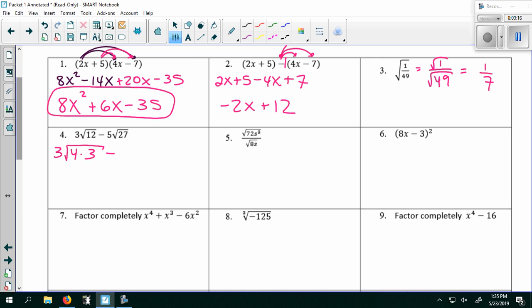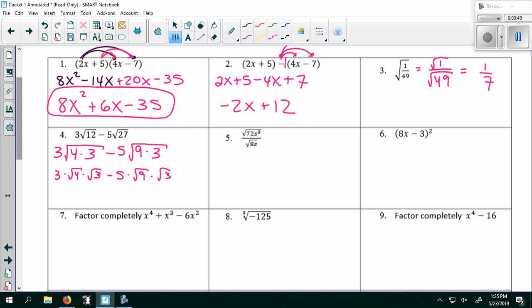And then the root 27, 27 is not a perfect square, so I want to see, does it have any perfect square factors? 1, 4, 9. 9 is a factor of 27. So I'm going to rewrite 27 as 9 times 3. And then I can take the square root of the perfect square factors that I figured out went into my two numbers. So this becomes 3 times the square root of 4 times the square root of 3 minus 5 times the square root of 9 times the square root of 3.